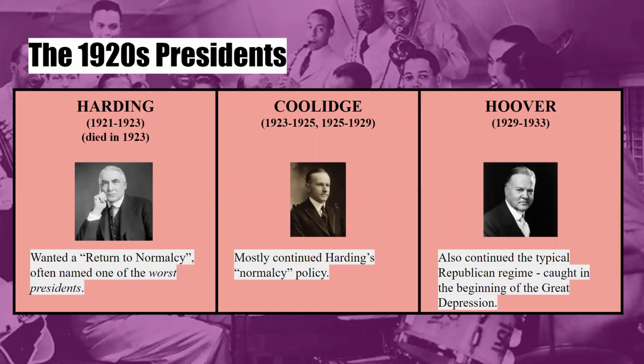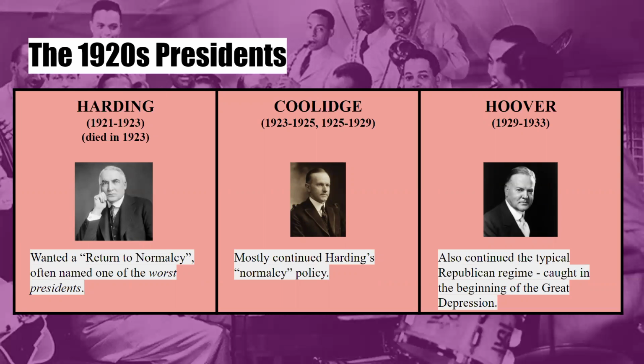There were 3 different presidents in the 1920s, and all were Republican. That's why I have a red background. First, there was Harding, and Harding was president from 1921 to 1923. So technically, I guess you would say Wilson was a 1920s president, but not really. Harding died in 1923, so he didn't even get to finish his office, and Calvin Coolidge had to take over.